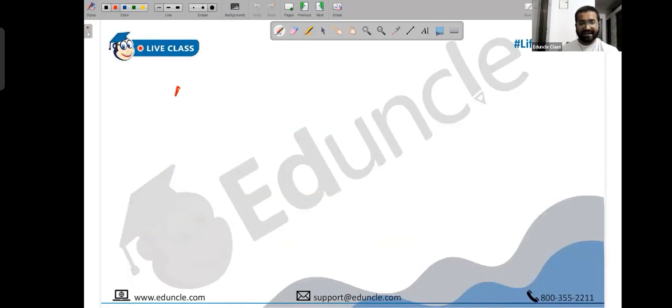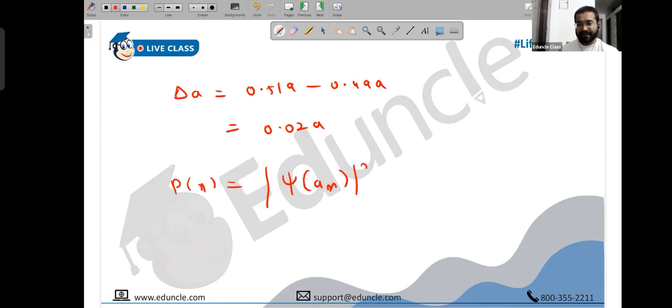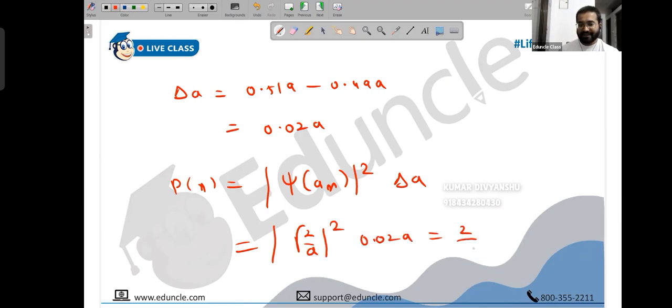Okay. Next, what is the next part? Delta a you have to calculate. What is delta a? They have given us 0.51a minus 0.49a, a2 minus a1 basically. So this is 0.02a. So what will be our answer, people? As per the given stuff, it is psi a mean the whole square into delta a. So this is root of 2 by a the whole square into delta a. So this is 2 upon a into 0.02a. A gets cancelled. Congratulations. 0.04. That was the answer. Time saving method.